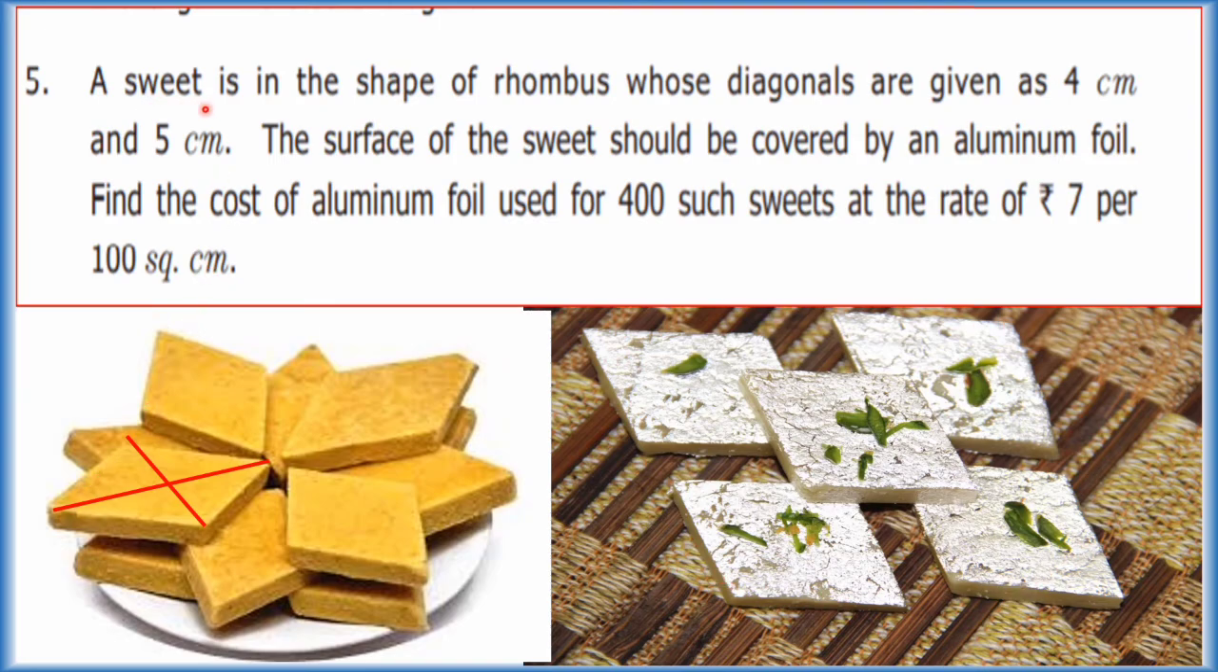So the question given: a sweet is in the shape of rhombus and diagonals are given, 4 centimeter and 5 centimeter. We need to cover the sweet by using aluminum foil like this. So what's the question? Find the cost of aluminum foil used for 400 such sweets at the rate of rupees 7 per 100 square centimeter. Notice that, 100 square centimeter. So first we need to find the area of one sweet. This is the surface area of one sweet. Then 400 sweets. Next we calculate the cost.